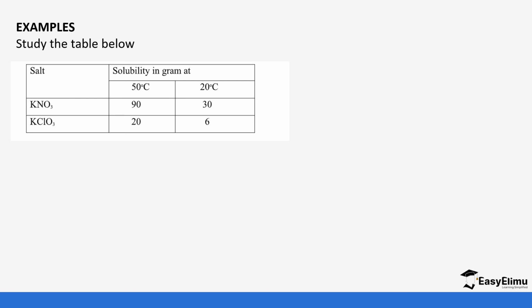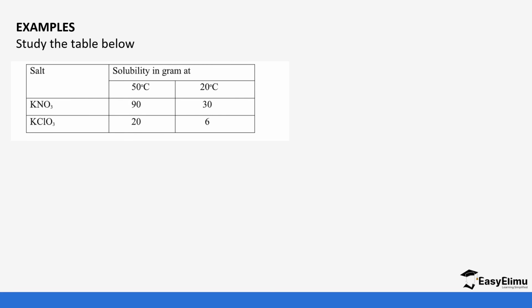So for example, let us look at the table below. We have potassium nitrate and potassium chlorate. When you look at their solubility, potassium nitrate dissolves 90 grams at 50 degrees Celsius, and then 30 grams at 20 degrees Celsius. So you can see the solubility is decreasing.